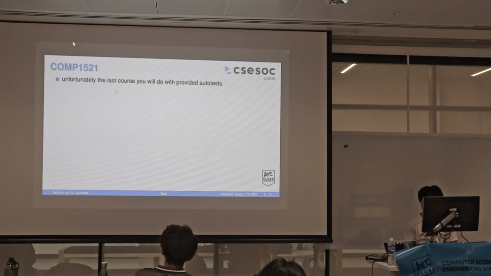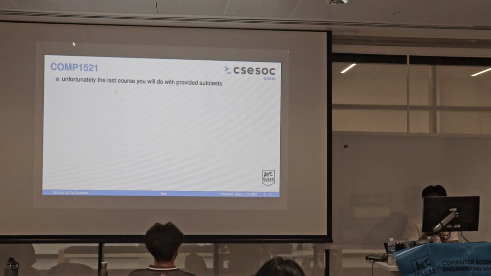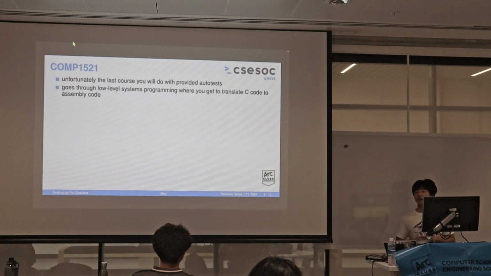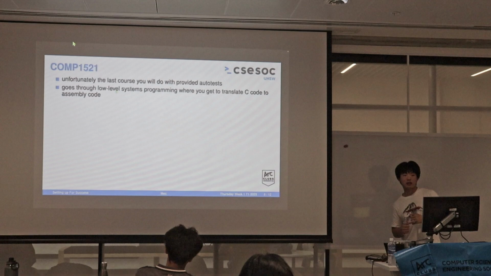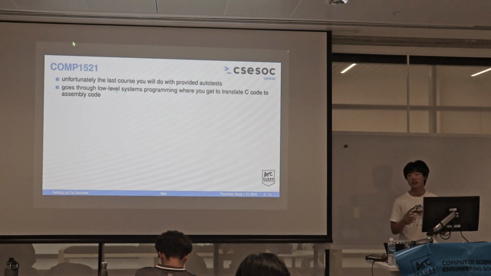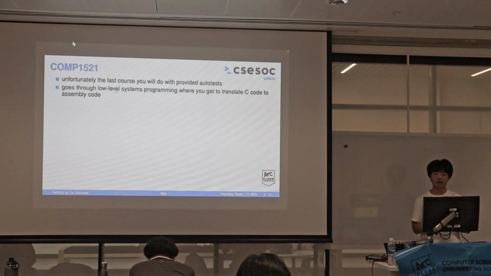comes right after 1511. And if 1511 talks about the basics of programming, what 1521 does is go through low-level system programming. If you look at C now, there's printf and stuff like that. Have you guys heard of a compiler before? Yeah. Compilers are essentially a bit of software that turns code. For example, C code, right? C is the language that you guys are using right now. Compilers turn the C code into machine code, so like 1s and 0s.